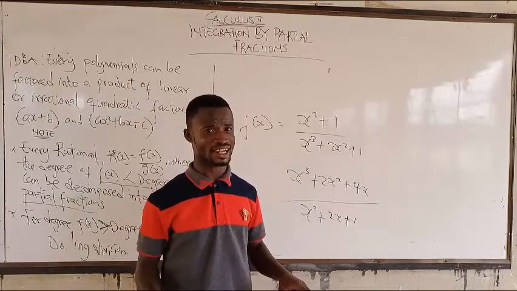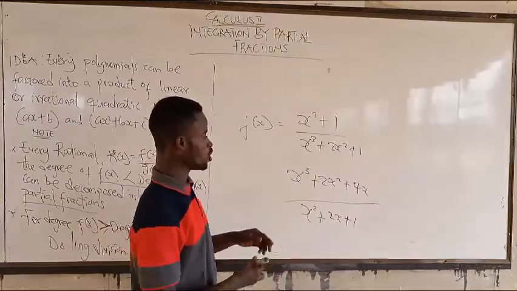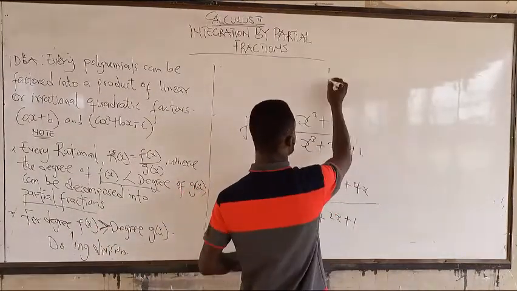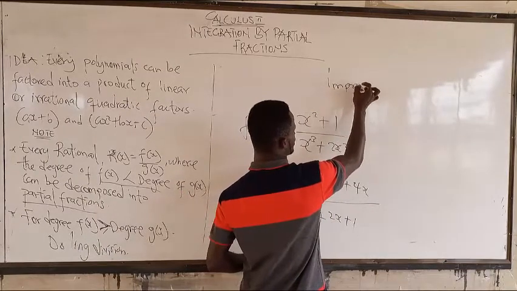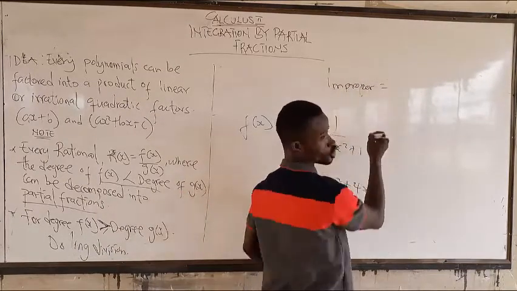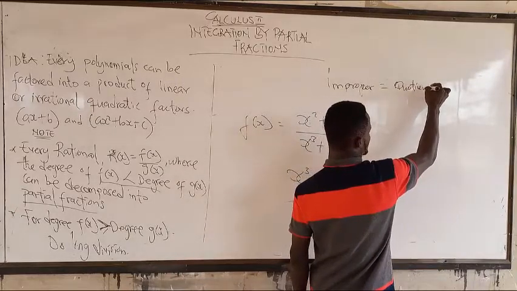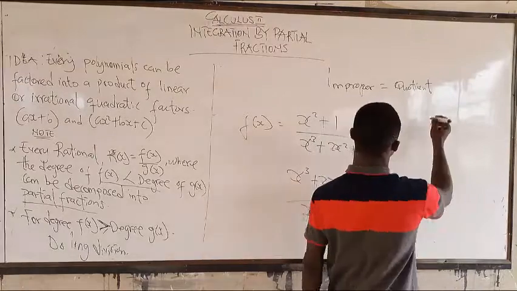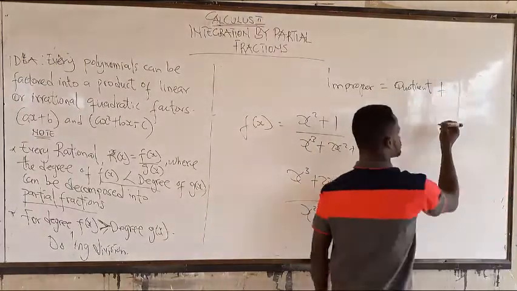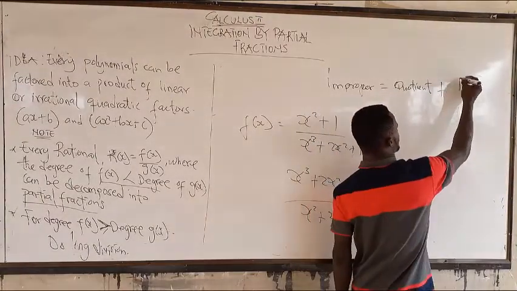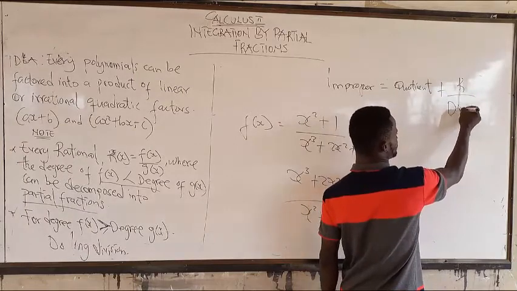I hope you are getting the understanding. Very good. So this is when we say that the improper function is equal to the quotient. Write it down, it's very important. The quotient plus the remainder over the divisor.